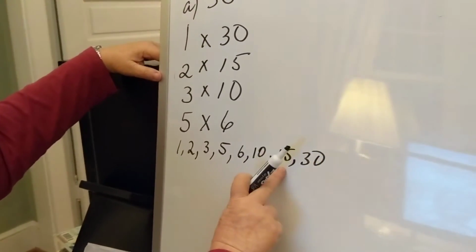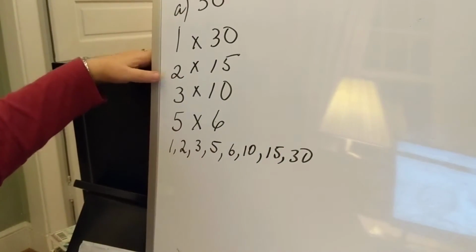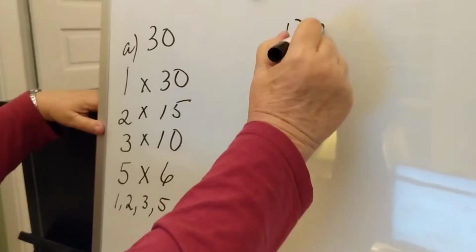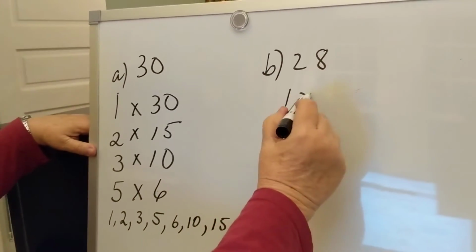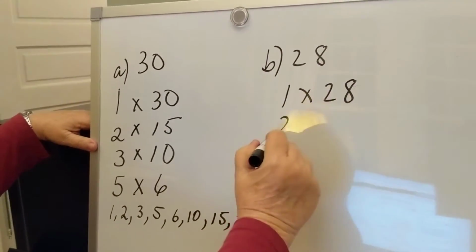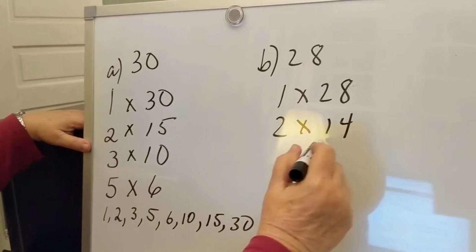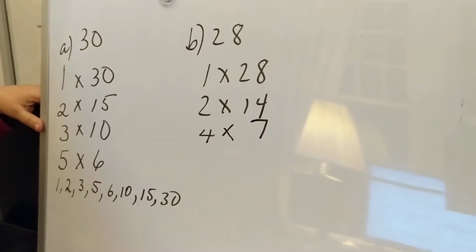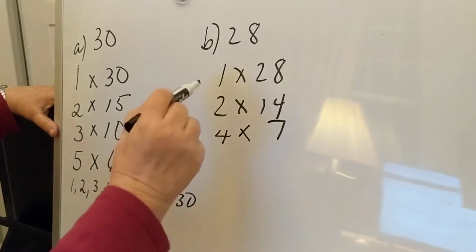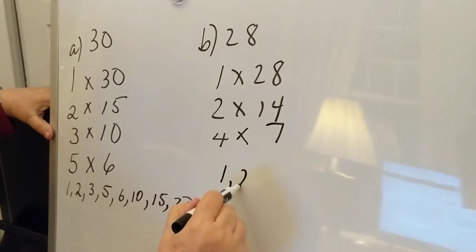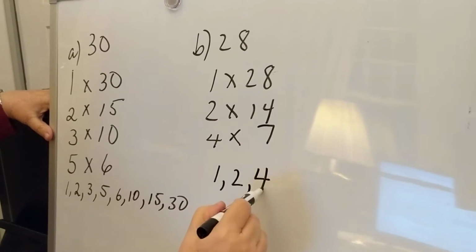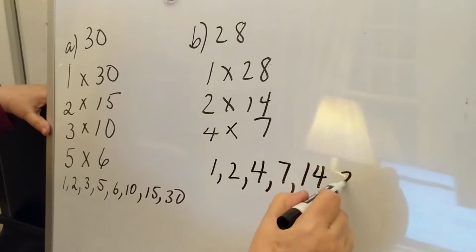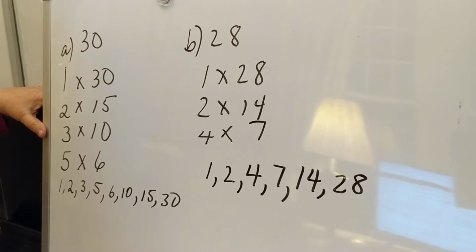If she has 15 rows, for example, she will have 2 in each row. All right, B, what if she has 28? We're going to do the same thing. We're going to figure out the pairs of factors. 1 times 28, 2 times 14, 4 times 7. And that's all. So the rows, you could have one big row with 28, 2 rows of 14, 4 rows of 7, 7 rows of 4, 14 rows of 2, or 28 rows of 1.